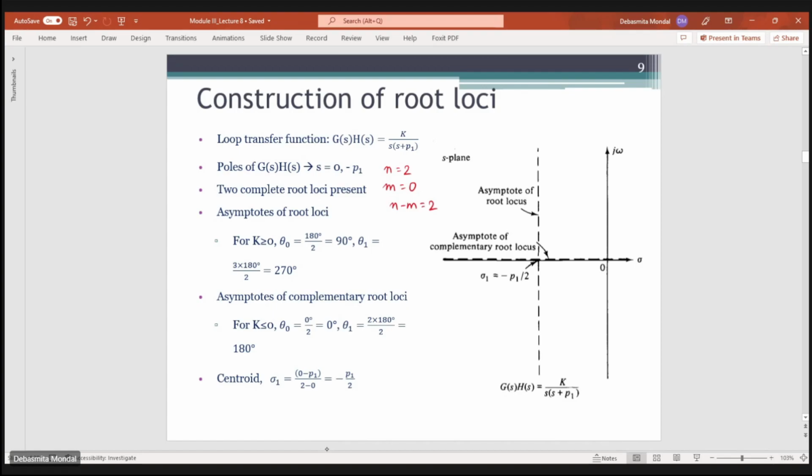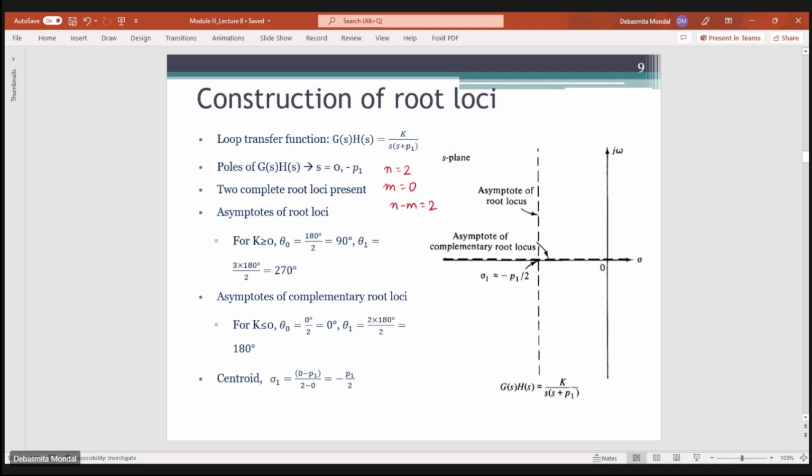Here you see that of the two asymptotes, one is at 90 degrees and another one is at 270 degrees. In the previous case, depending on where the poles and zeros are, or how many poles and zeros are present in your system, accordingly your asymptote angles and the centroid will change.